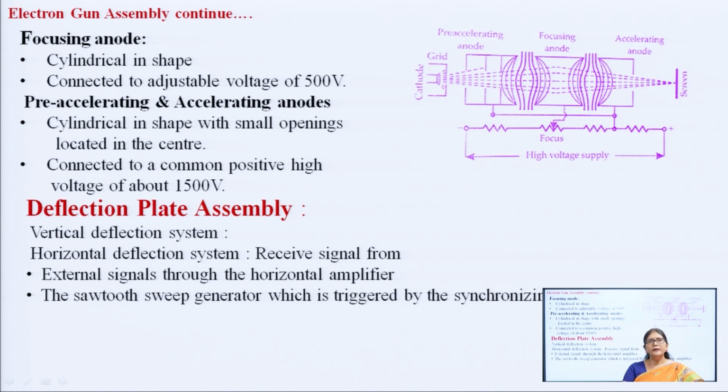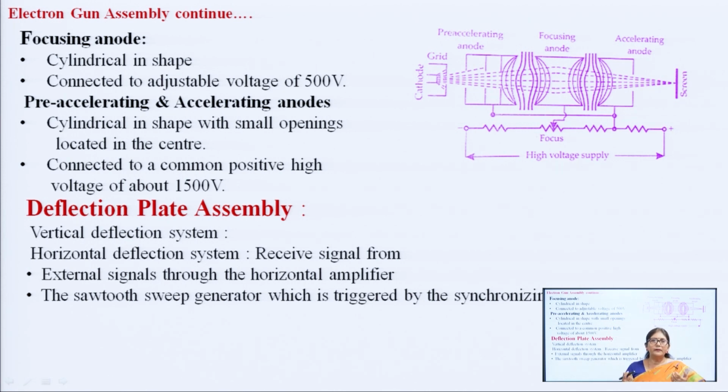So, here we can see that the focusing anode is cylindrical in shape, and it is kept at 500 volt. The focusing anode has a variable voltage. By varying the voltage of the focusing anode, we can change the focus of the electron beam that is striking the screen. The pre-accelerating and accelerating anode is kept at 1500 volt.